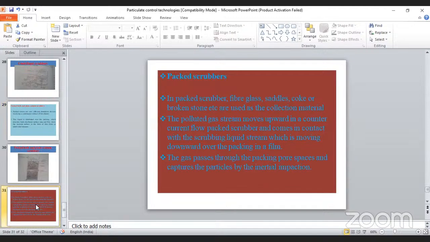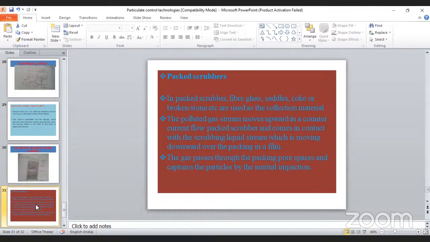This is about the plate column scrubbers. And packed towers are very efficient, I said. How the packed column works: first, the column is packed with some inert material. The material is supposed to be inert. It should not be reactive, otherwise some other reactions will take place inside. What are the inert materials supposed to be?